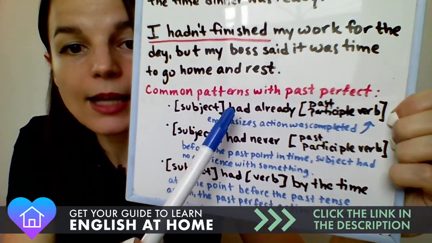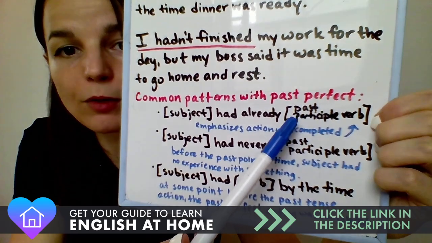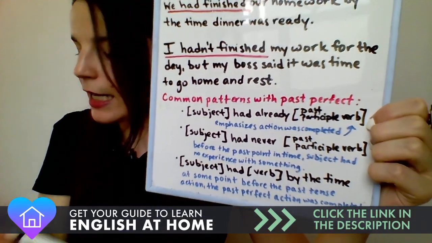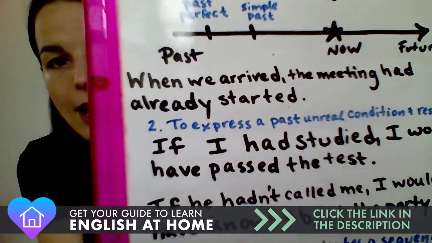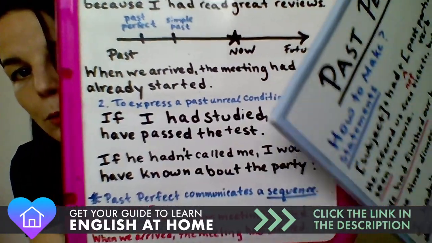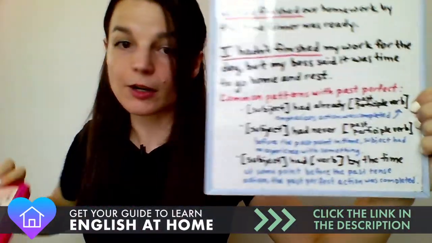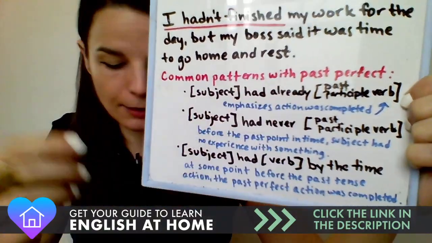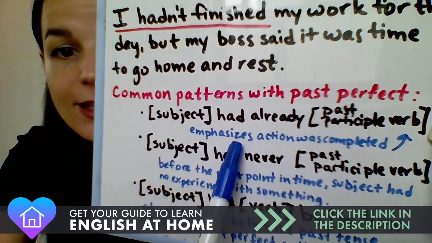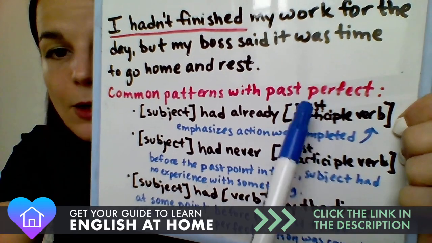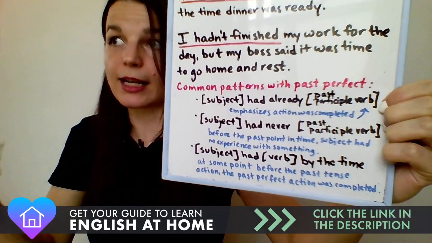The first one is this "had already" pattern. Subject, had already, past participle verb. I used this pattern in the first part of today's lesson in this example. When we arrived, the meeting had already started. So this "had already" pattern is very common with this grammar. This pattern emphasizes the action was completed. So that means we want to emphasize that this verb was done or completed.